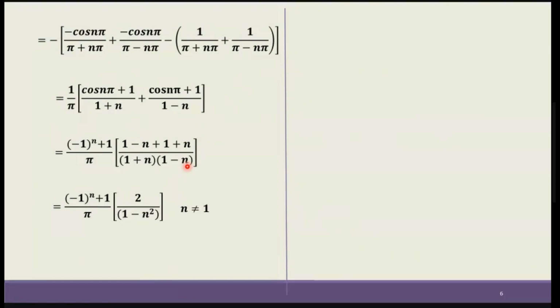और an is true only for n not equal to 1. तो अभी हमको a1 अलग से निकालना पड़ेगा. तो कैलकुलेटिंग a1. तो a1 में क्या होगा, जो भी an का फॉर्मूला था उसमें हमें n को 1 पुट करना है. So a1 will become 2 by c integral 0 to c sin pi x by c cos pi x by c dx.